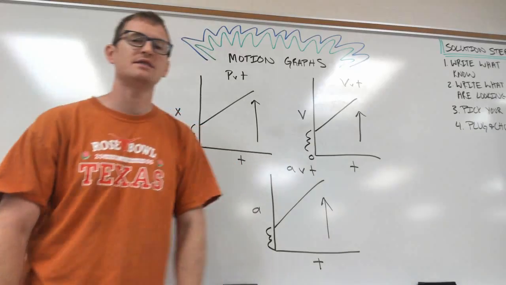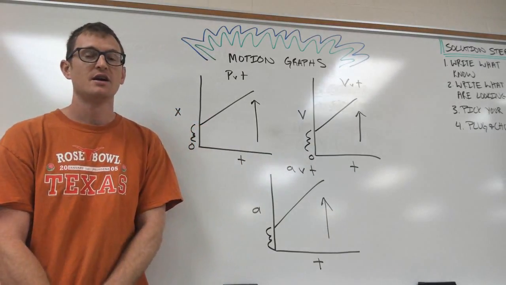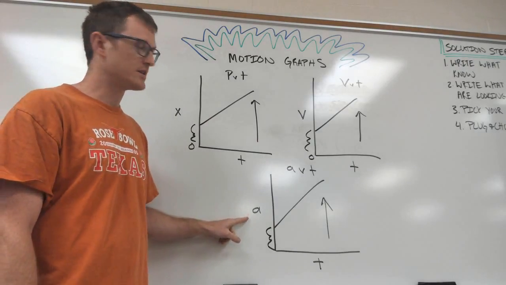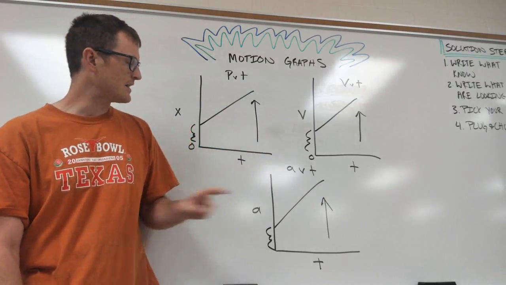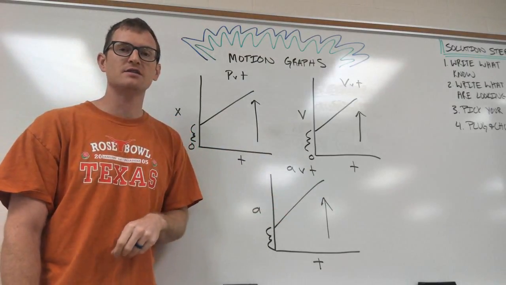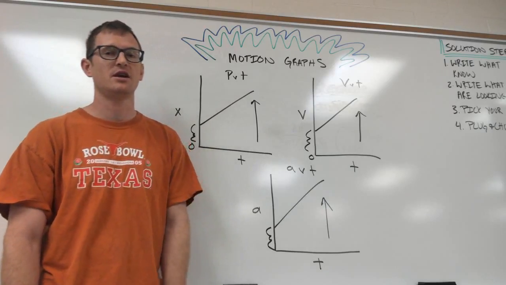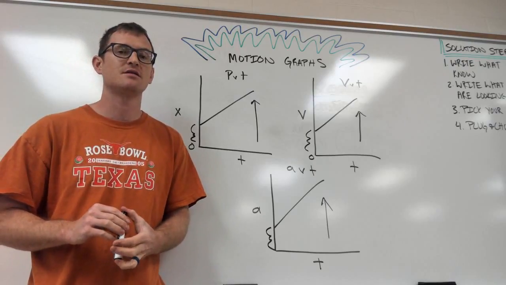Likewise, over here at velocity, the slope of that line tells you how fast velocity is changing. And the name we have for that is acceleration. Acceleration is a measure of how fast a velocity is changing. Lastly, the slope of this line down here in the acceleration versus time graph would tell us how quickly the acceleration is changing. We don't have a different name for that, but it still shows us how fast the acceleration is changing.